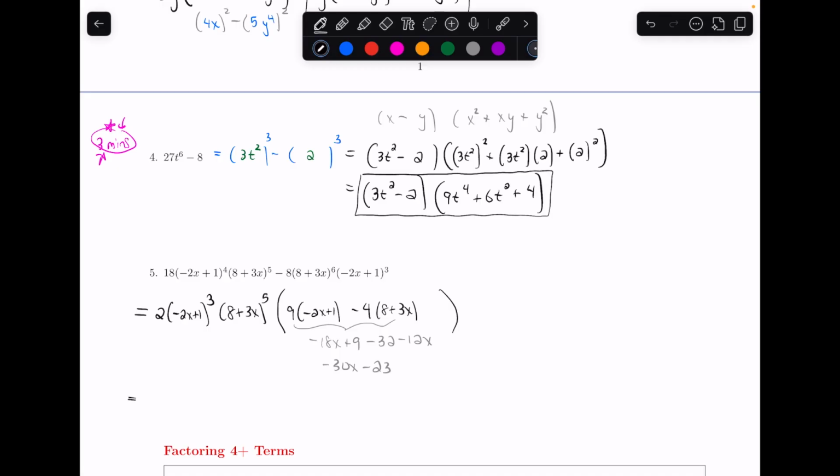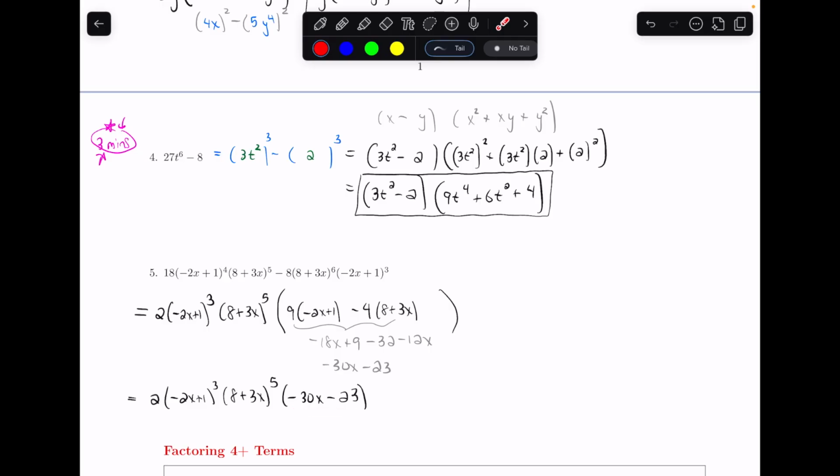Okay, so we have the stuff in the front: 2 times negative 2x plus 1 getting cubed times 8 plus 3x to the 5th. And then all these leftovers simplified to negative 30x, sorry, minus 23. I should ask myself, do these leftovers simplify further? Well, there's nothing in common to each of these terms I can factor out, and neither of these terms are perfect squares or perfect cubes, so that's as far as I can take it with that.